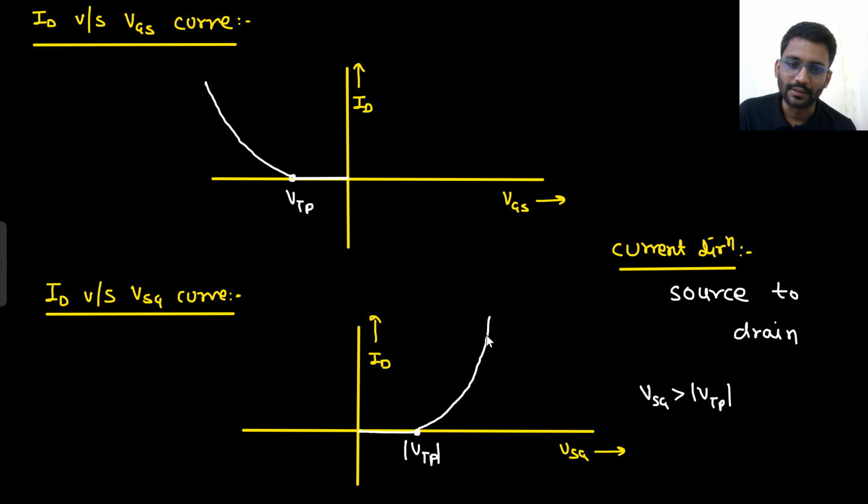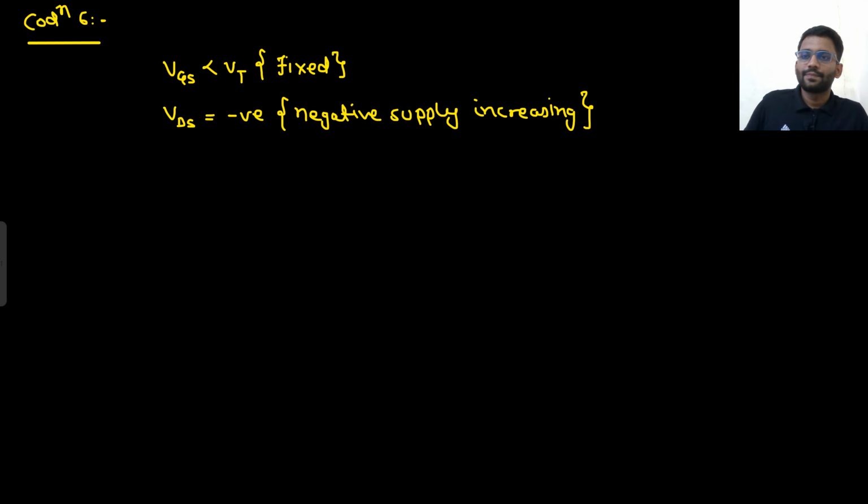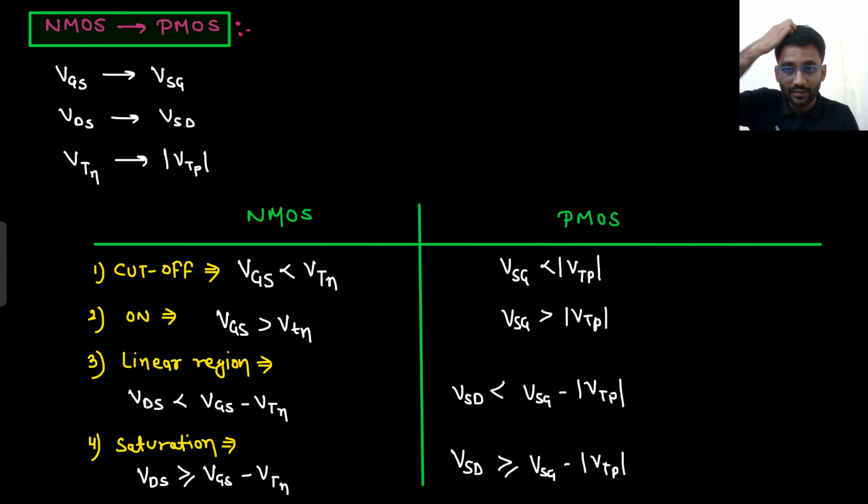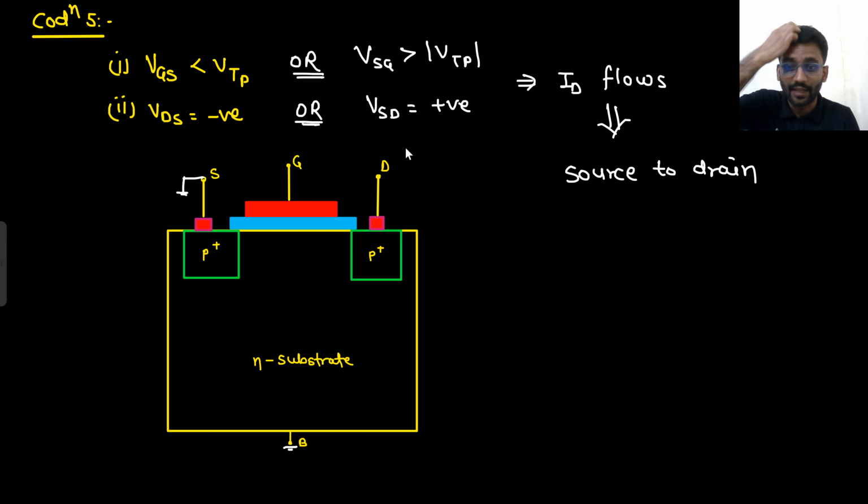And this is how it will go, right? Condition 6, what condition is this? Now, if we keep on increasing VDS, what will happen? Negative supply is increasing. If I am increasing negative supply, here, this was my NMOS, so here I am increasing the negative supply. What will happen? The reverse bias here will increase, so the current will increase.